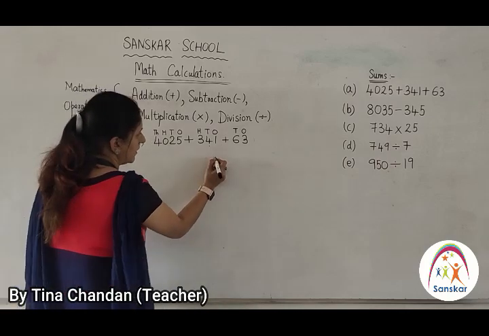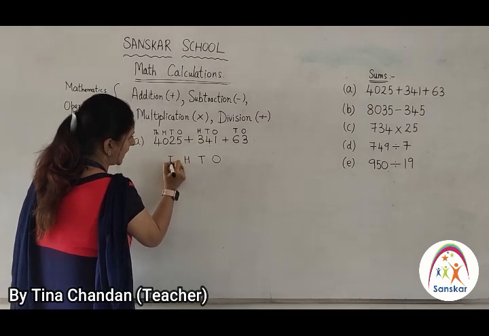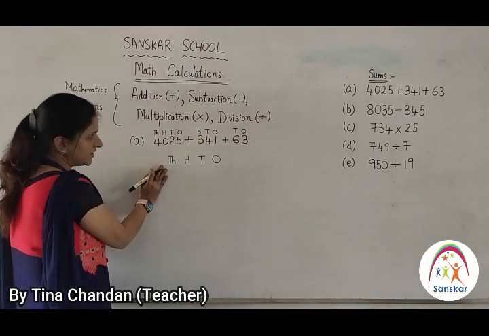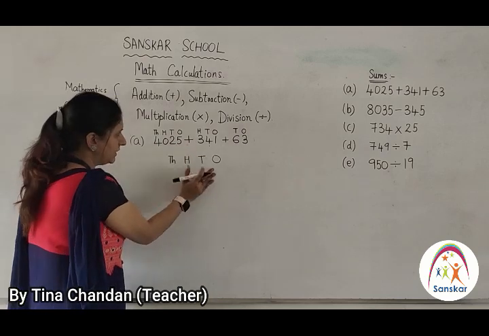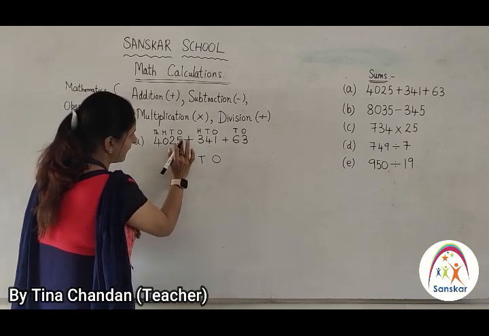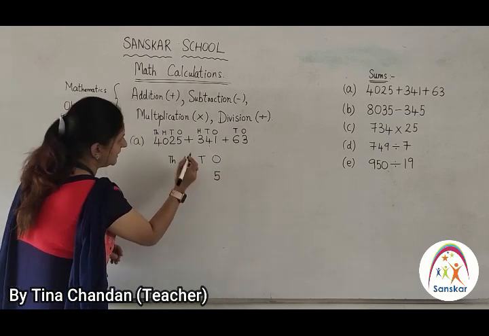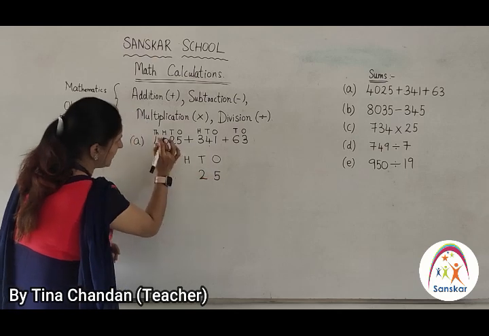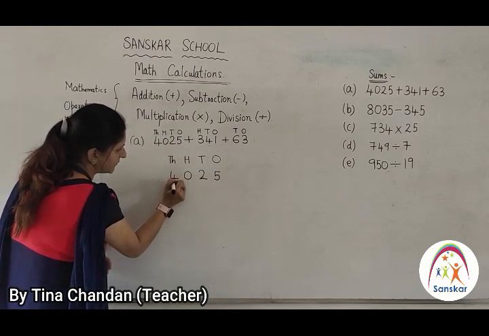So let's start: ones, tens, hundreds and thousands. Okay, we have mentioned the places over here. Now we'll place the numbers one by one below the given places. Here 5 is at the ones place, so we write 5 at the ones place. Then 2 is at the tens place. In the same way, the hundreds place is 0 and the thousands place is 4.